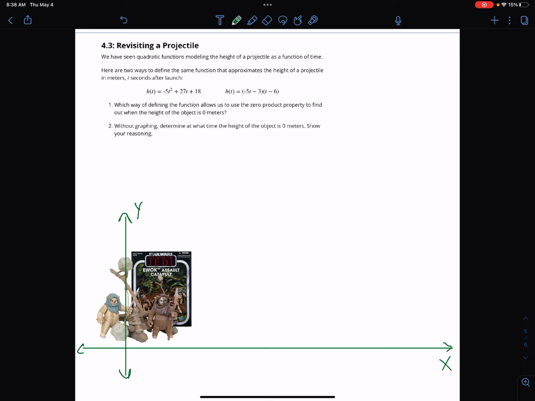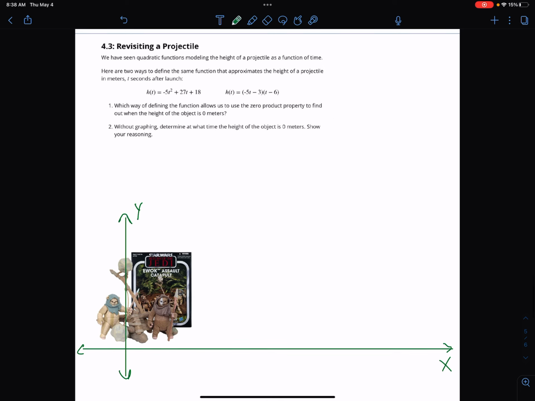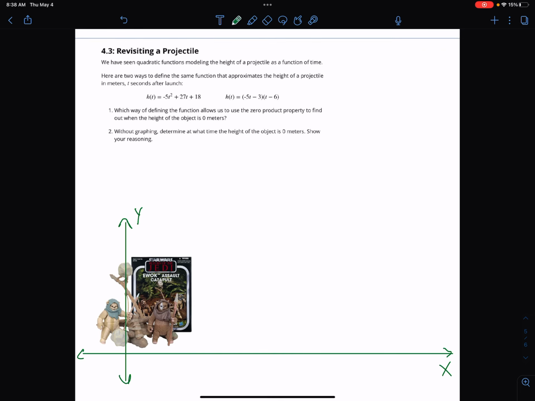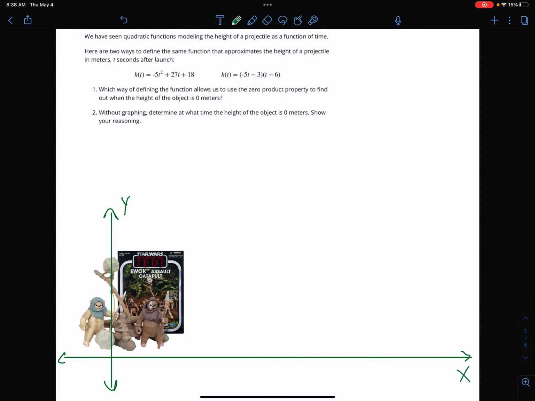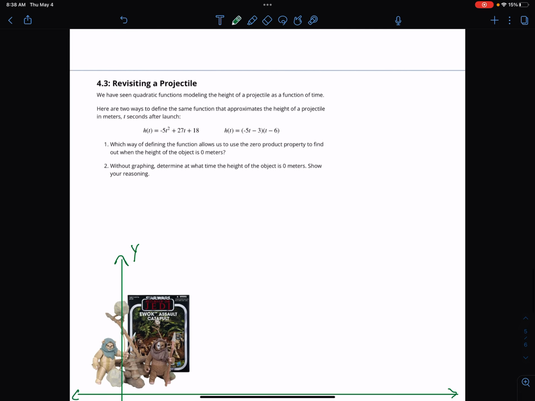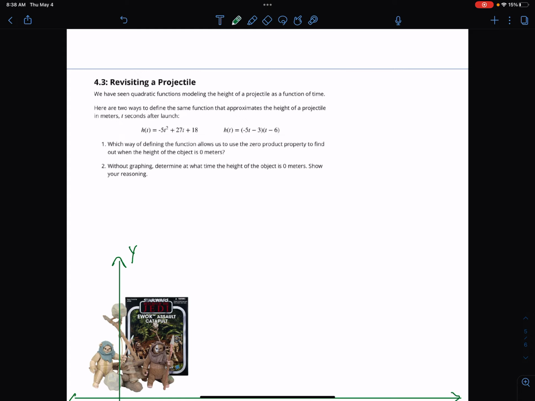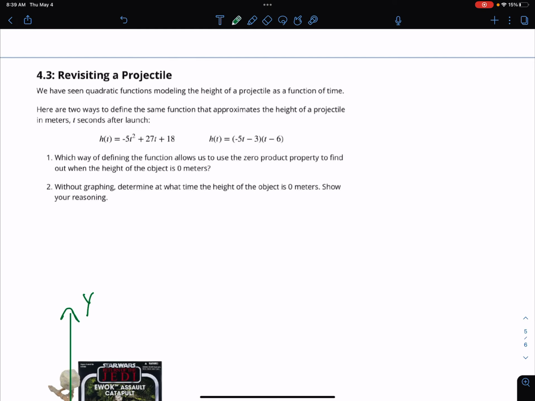Okay, so let's see. Let's check out. I want to show you guys how these quadratics could model a projectile like this little rock that's going to be launched by these Ewoks. Sweet little assault catapult they put together with some logs and ropes and stuff like that. So here's where the zero product property comes into play with real life.